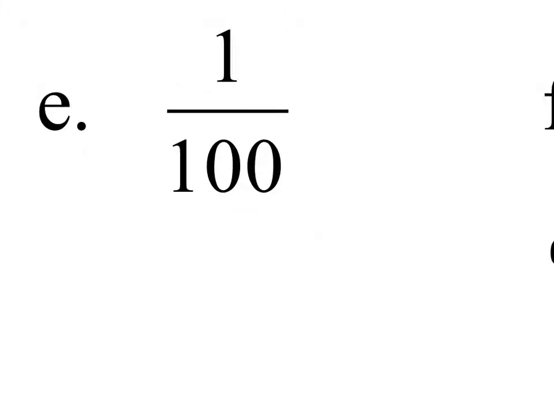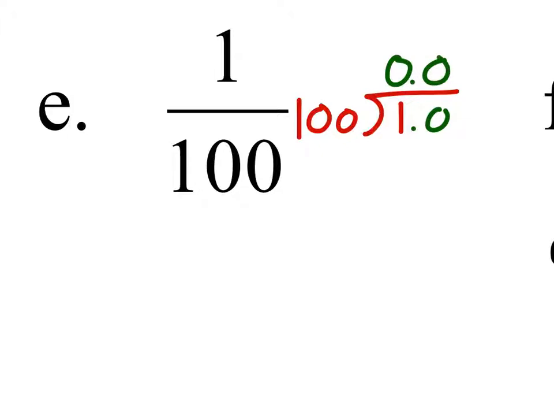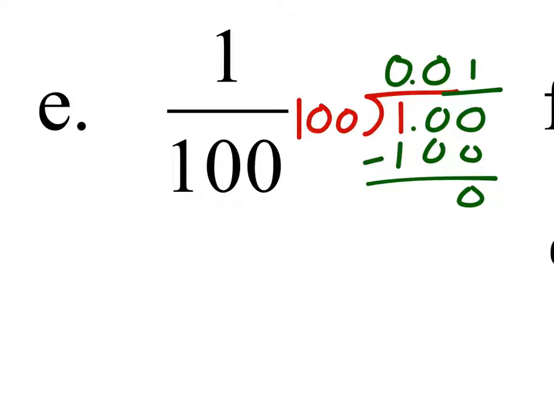So on these, we got 1 divided by 100. So we're going to do 1 divided by 100. Now again, 100 won't go into 1, and it won't go into 10 either. So we have to make this 100, which it will go into once. 1 times 100 is 100. So when we subtract these, we get 0 remaining. Bam, there's our answer.